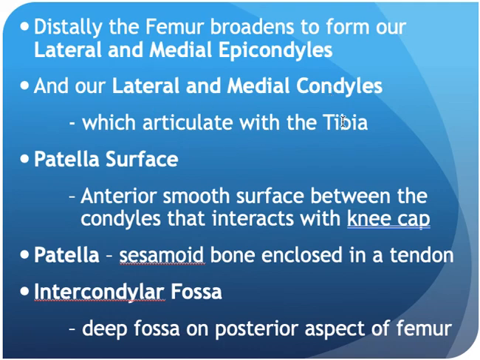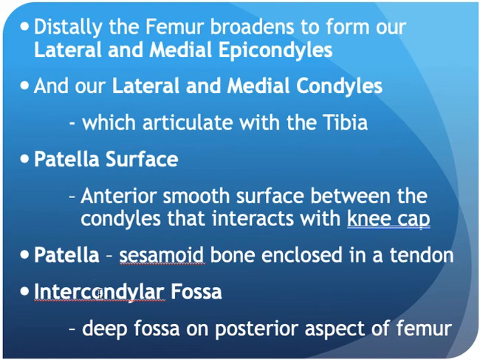And then again, it's going to articulate with the tibia. I'm forming my knee joint. You're also going to have this patellar surface, which is this anterior smooth surface between the condyles. It's going to interact with the kneecap or the patella. Your patella is going to be termed a sesamoid bone, another good multiple choice question. And all that means is that it's a bone that's going to be enclosed in a tendon, okay? But that's the one that most of us kind of know about.